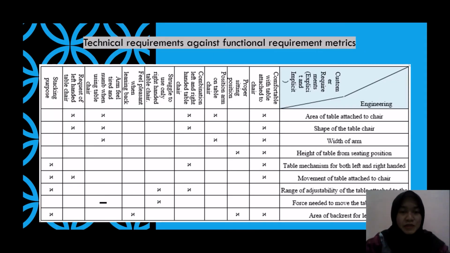Technical requirements against functional requirement matrix. This is from the house of quality result while using correlations. Making correlations shows the relation between customer requirements and engineering requirements.